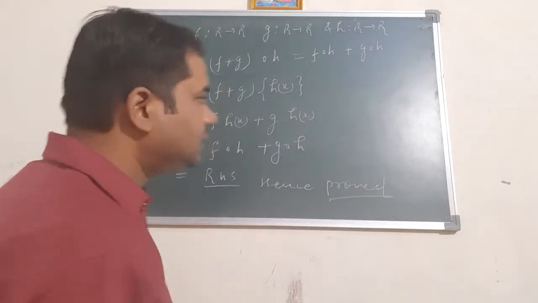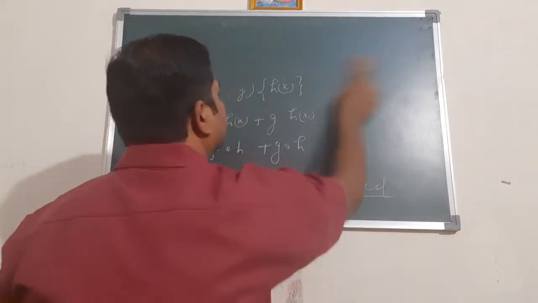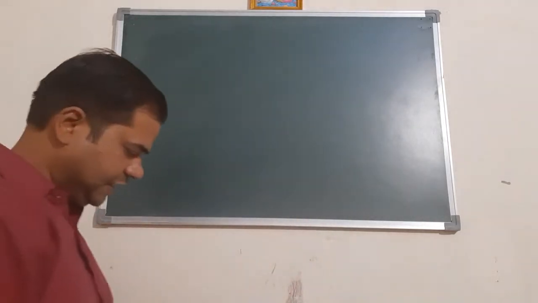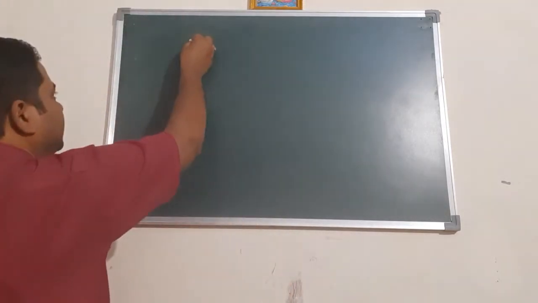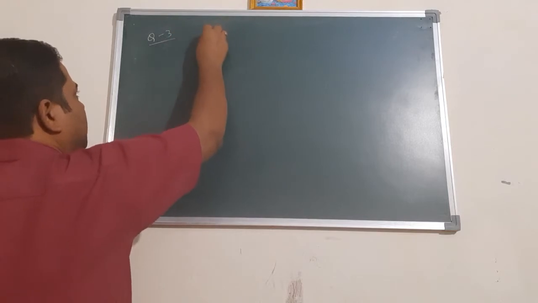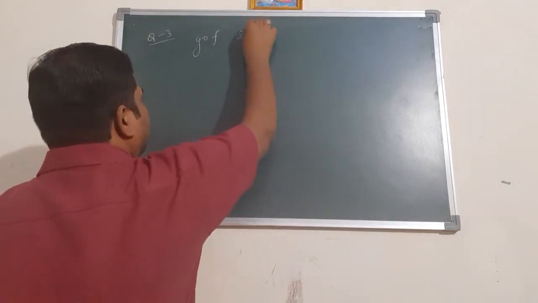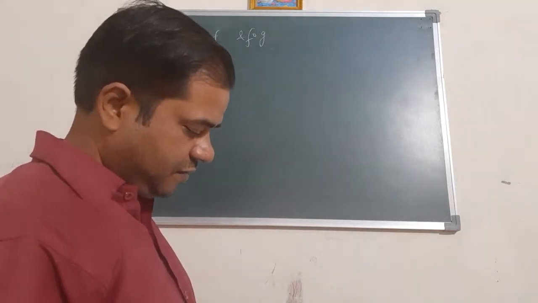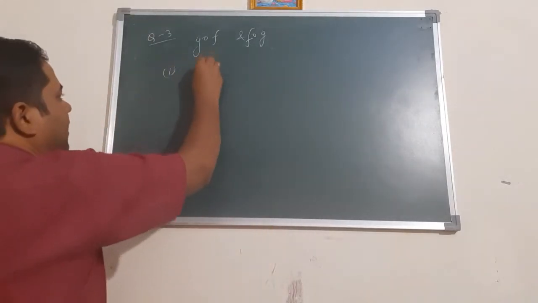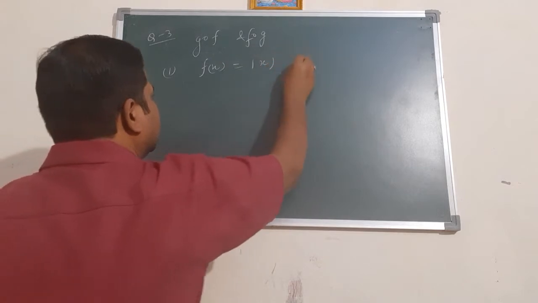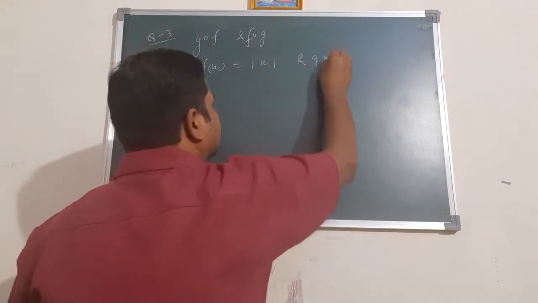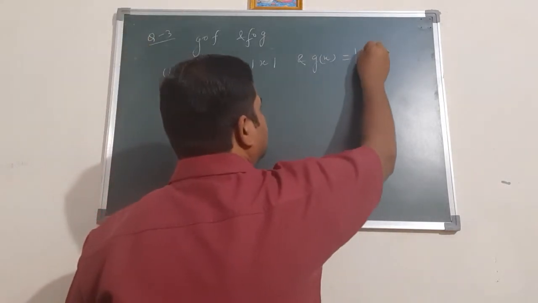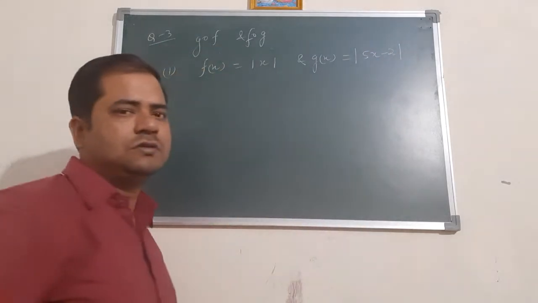Now question number 3. In the third question, find f composition g and g composition f, that is fog and gof. In the first part, f(x) is mod x and g(x) is mod of 5x minus 2. So this is your question.